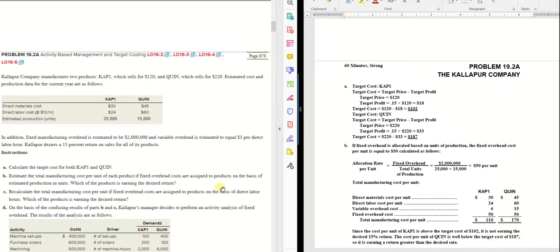Okay, so now I have just my fixed factory overhead, which is $2 million, and it says they're allocated on the basis of estimated production in units. So remember the fraction for overhead, estimated overhead divided by your estimated base. And our base is production in units. So I have 25,000 and 15,000. So I have a total of 40,000 units. So 2 million divided by 40,000 units is $50 per unit.